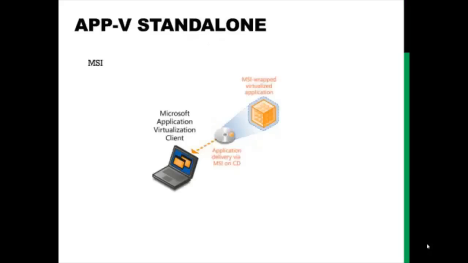The AppV standalone is using that MSI which we earlier talked about. So you take that MSI wrapped virtualized application and just push it down to the user's machine, which has the Microsoft Application Virtualization Client installed on it. By doing this, you get the benefit of isolation without requiring the server to stream the applications from. It's a good alternative if you do not have the money and you're possibly not a large size enterprise, but it still gives you the benefits, or some of the benefits, of application virtualization.